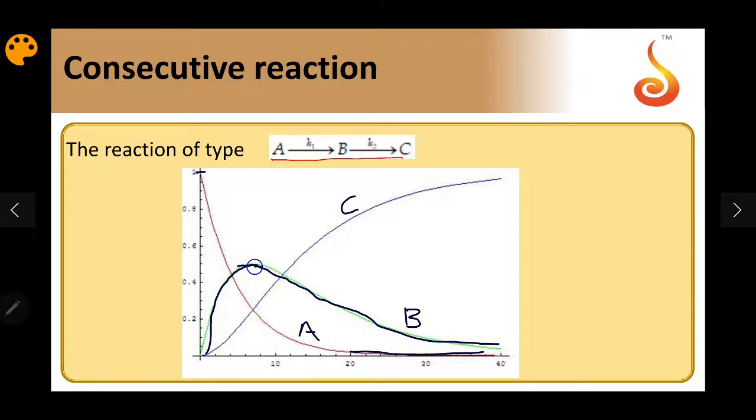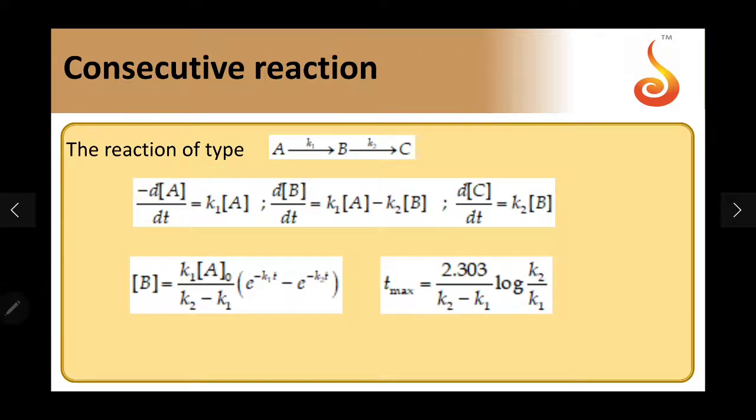So at this particular point of time, the concentration of B will be maximum, which is called B max, and the time corresponding to that will be T max. So for the kinetics of the consecutive reaction, we have three relations. We know that d[A]/dt, the rate of change of concentration of A, is proportional to K1 into A. But for B, it is coming from A and it is disintegrating to C. So K1A minus K2B is the change of concentration of B with time, and d[C]/dt is nothing but K2 into B.